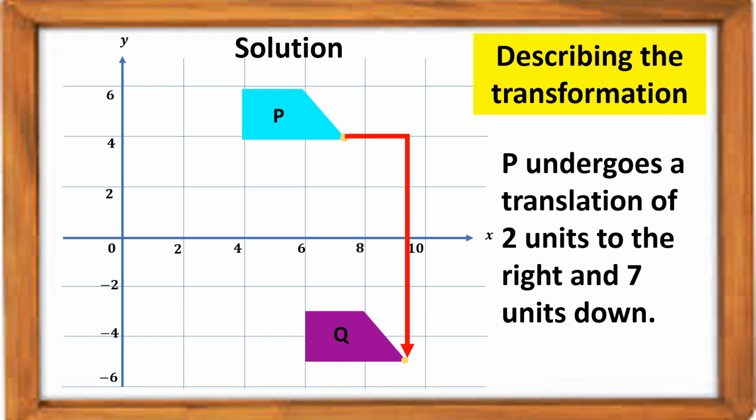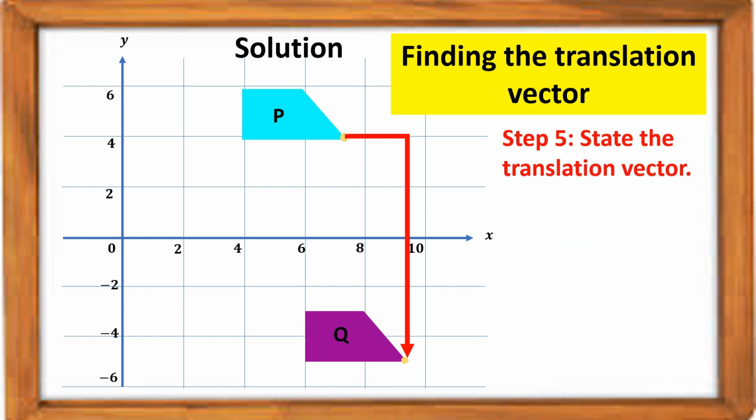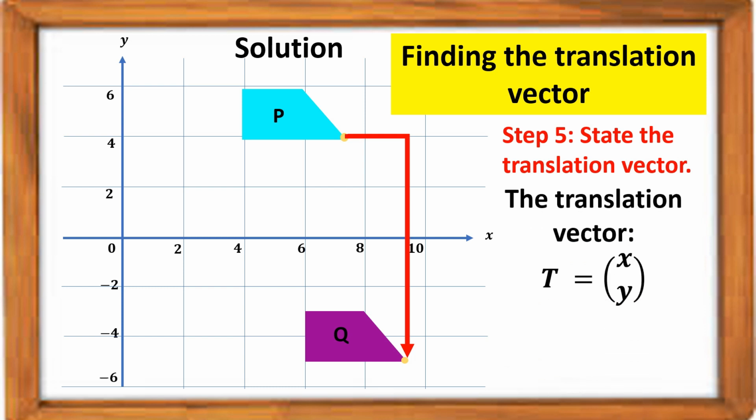7 units down. For those of you who were able to write down the translation vector, this is what a translation vector would have looked like. The translation vector would have its x movements at the top and the y movements at the bottom. Here we moved 2 units in the right direction, so we would have a positive 2 for our x movement. And since we moved 7 units down, we would have a minus 7 for our y movement. So this is what your translation vector should have looked like.